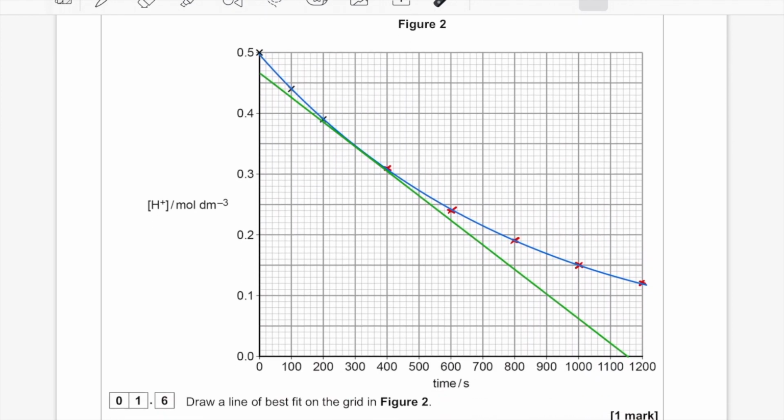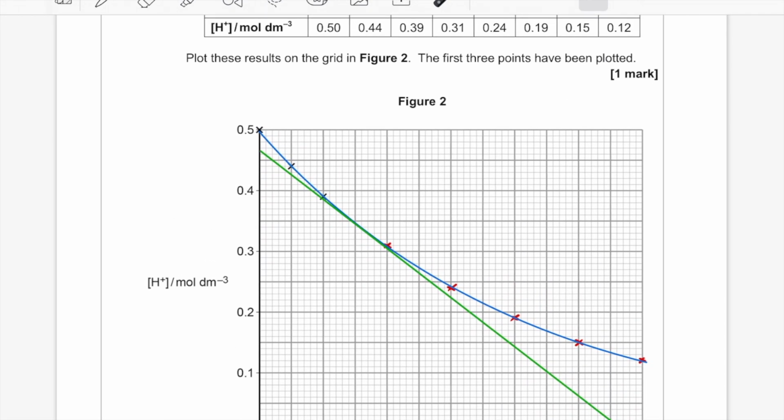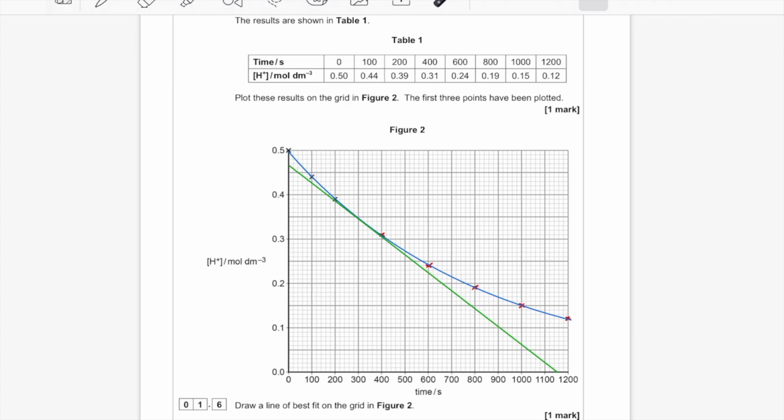Then the next question says, draw a line of best fit, and I really hope that you felt it was obvious that if you look at my blue line, that is a curve. In science, lines of best fit can be a curve or a straight line, but really the points should make it clear to you which of the two it is. So 2 marks, 1 mark for plotting the points, 1 mark for drawing a line of best fit. They should be a gift, really.